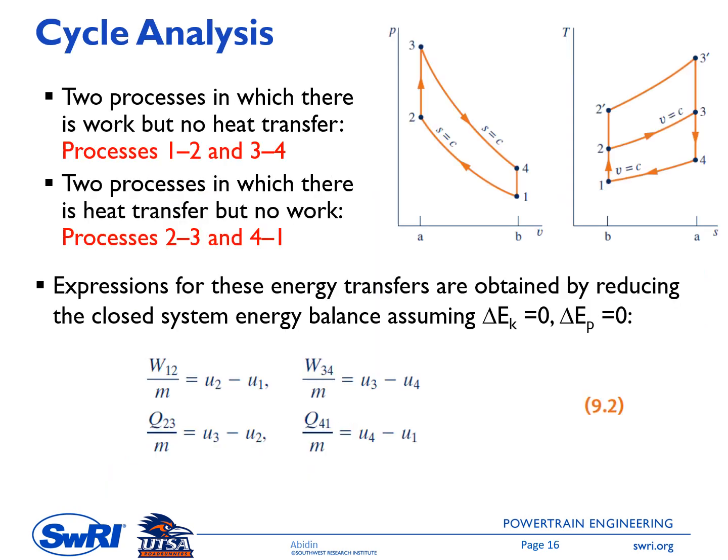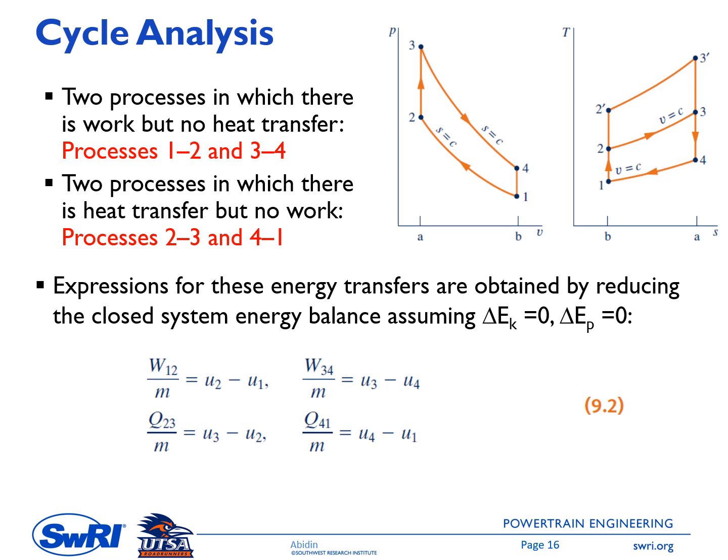Okay, next one is looking at cycle analysis. So we have a PV and TS diagram here. Two processes in which there is work but no heat transfer are process 1-2 and process 3-4. Okay, 1-2 here is the compression process, so there is work coming into the system. And then in process 3-4 there is work as well, so the work is produced by the system, but no heat transfer.